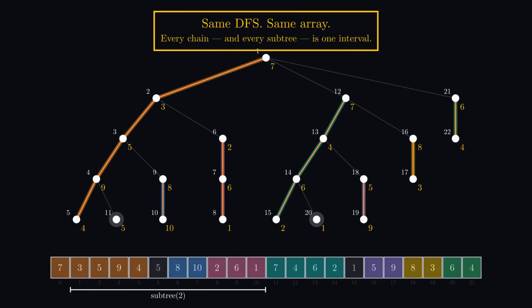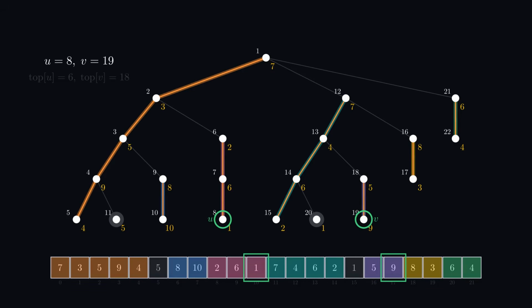One layout, 2 structures. Path from 8 to 19. The deeper chain top belongs to 19. Climb it. Interval 16, 17. 1. Now 8 is in the deeper chain. Climb to chain top 6. Positions 8 through 10. 2.